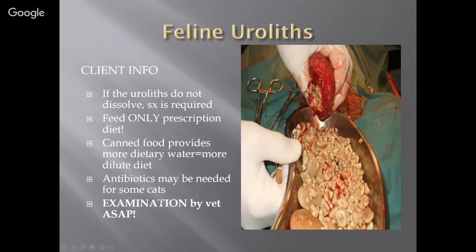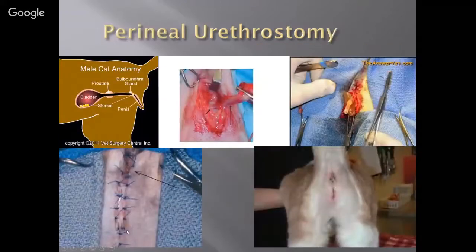If the uroliths do not dissolve, we have to do surgery. We do want to feed them only the prescription diet. There are diets that help to prevent the formation of stones, and some animals are more prone to these stones than others. Canned food provides more dietary water and gives you a more dilute diet, so it helps them to flush their system out more. Antibiotics may be needed for some of these cats. We have to see these guys. This is an absolute emergency. We need to see these guys right away.